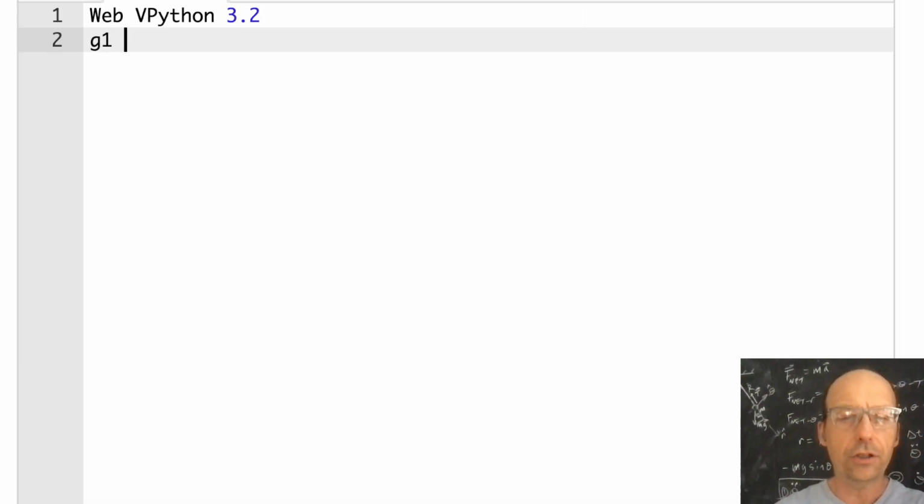Let's make a graph. G1 is graph. I'm going to plot theta as a function of time. So let's say title equals pendulum.